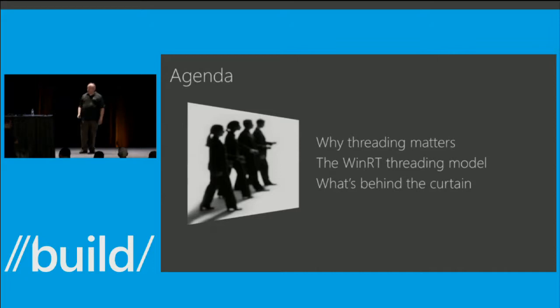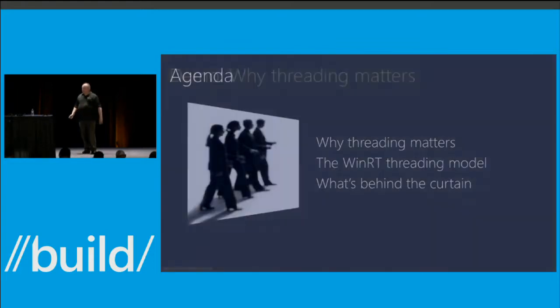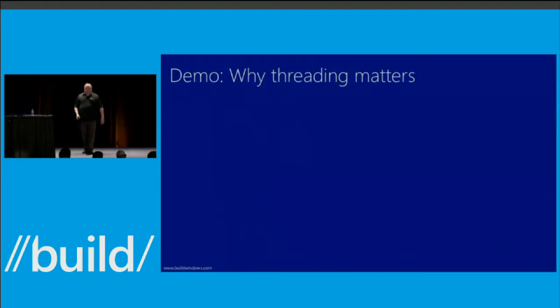So I'm going to talk a lot about why threading matters. Then I'm going to talk about the WinRT threading model from the outside, the model that you see, the model that your applications interact with. I'm going to talk about the WinRT threading model as it will affect you. And then I'm going to go behind the curtain and show you a little bit of the wizard and how threading works in the background and a lot of the details that you don't need to know on a day-to-day basis, but which will hopefully help you when you debug very unusual situations and help you understand how Windows is put together. OK, and I'm going to start with a demo.